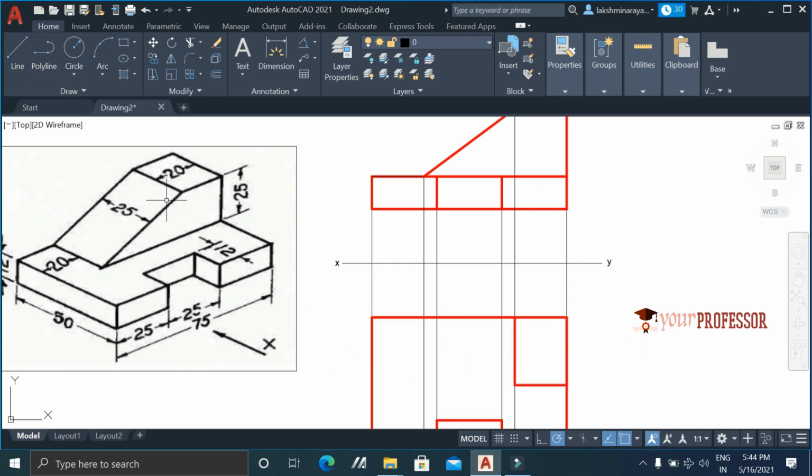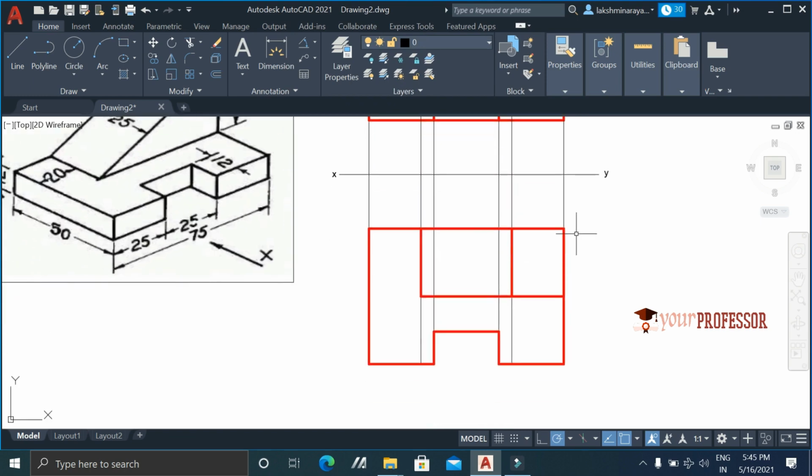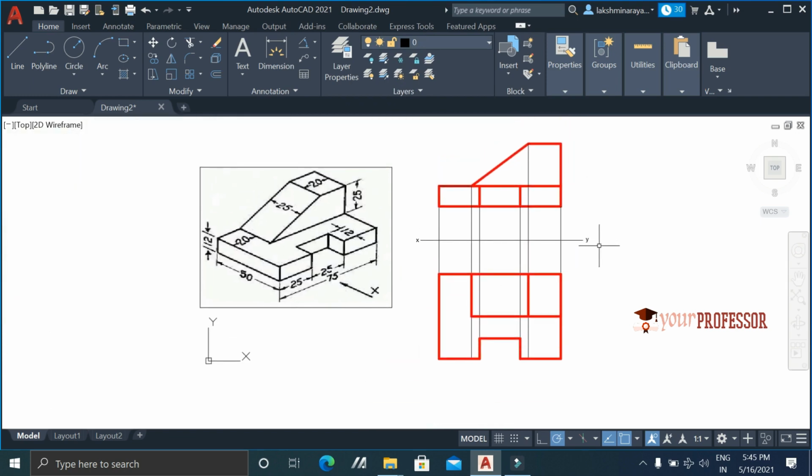Now let us draw the reduced rectangle. This is the reduced rectangle, and this is the projector line for that. Just draw a line like this. Let's highlight that. So this is the top view. The black color lines are nothing but projector lines or construction lines. The red color one is the view. So this is the front view, this is the top view.